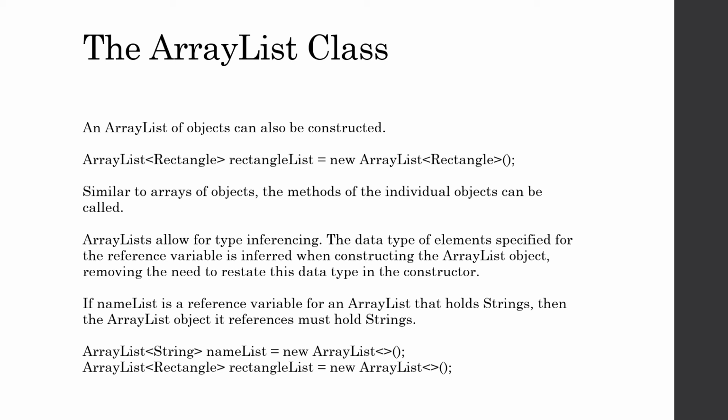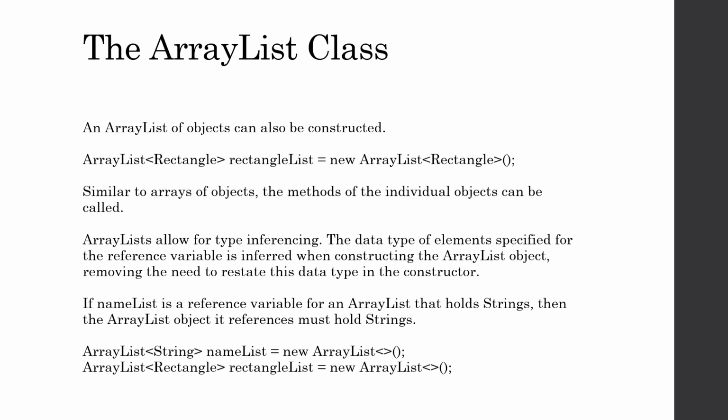So similar to arrays of objects, the methods of the individual objects can be called. So once you've put this together, you could do something like getting a particular item at a particular position, so an object at a particular position of your rectangle list. So you do something like rectangle list dot get, maybe position 0, so dot get 0, and then another dot, and then a method that you want to use on that particular object that you've grabbed from the array list.